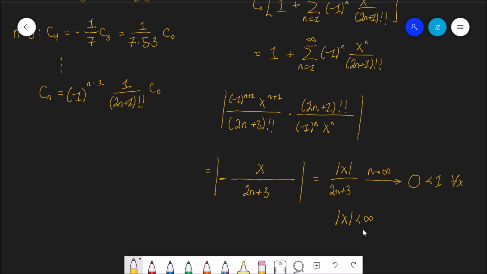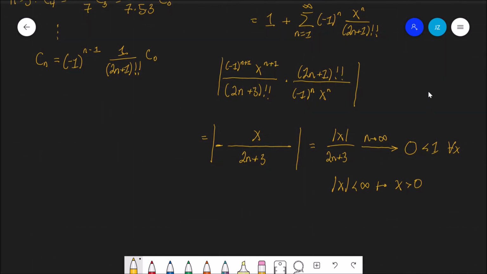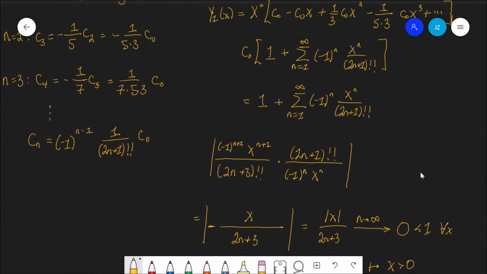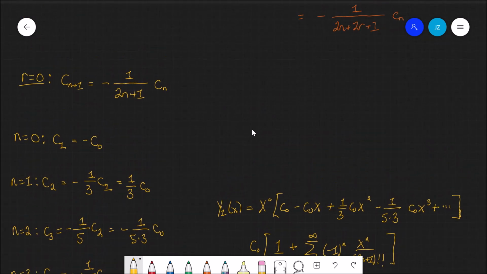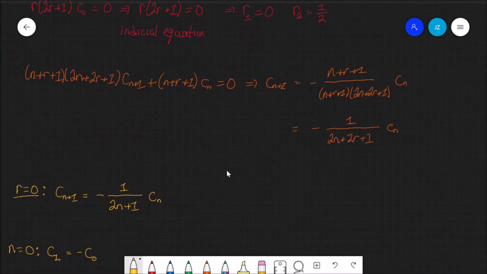But remember, x has to be greater than 0. That was the theorem. So we take this to mean x is greater than 0. So that takes care of the first solution. We now have to look at when r is a half.